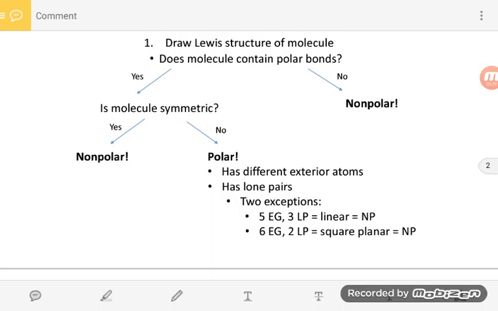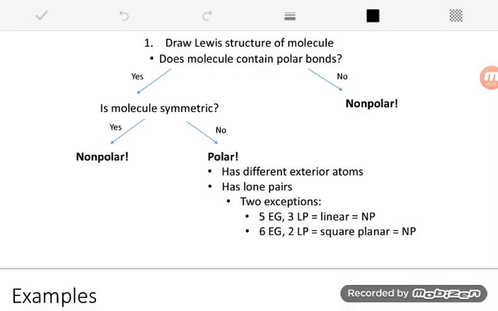Now, it can sometimes be a little difficult with these large molecules, octahedral, trigonal bipyramidal, things like that, to determine if it's symmetric or not. So when you look for symmetry, look for two things. One, does it have different exterior atoms? In that case, it is going to be asymmetric. Two, does it have lone pairs? Lone pairs also make your molecule asymmetric, with two exceptions, of course.